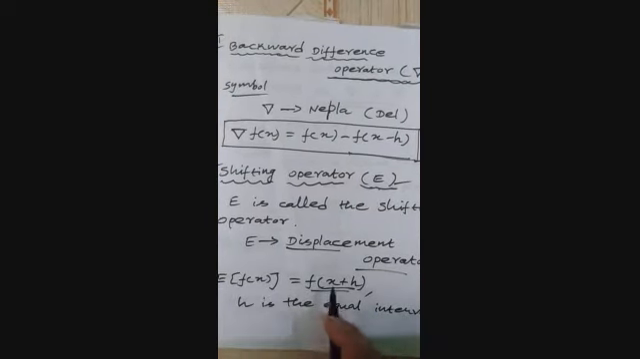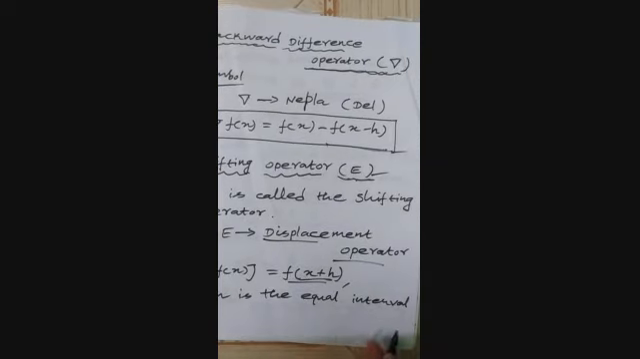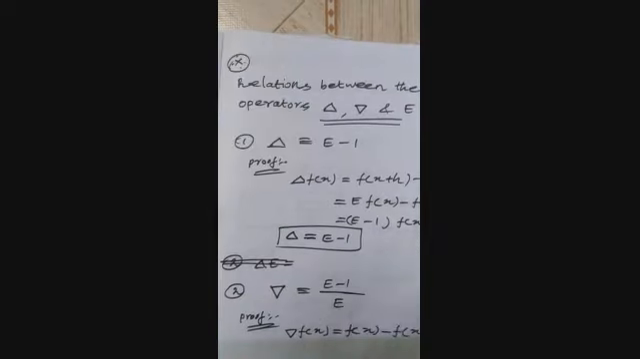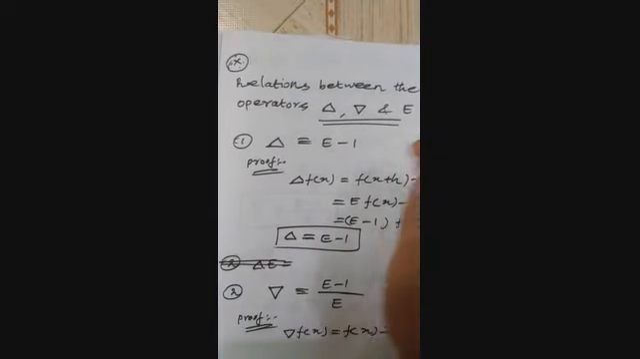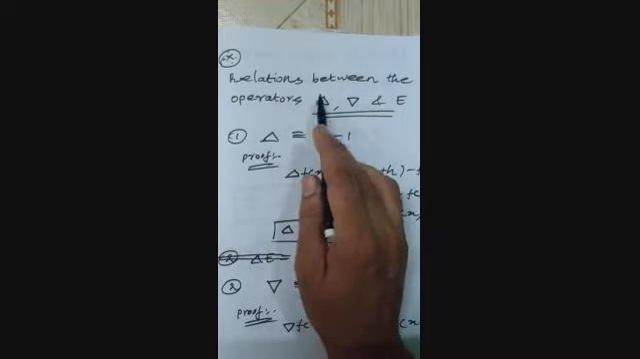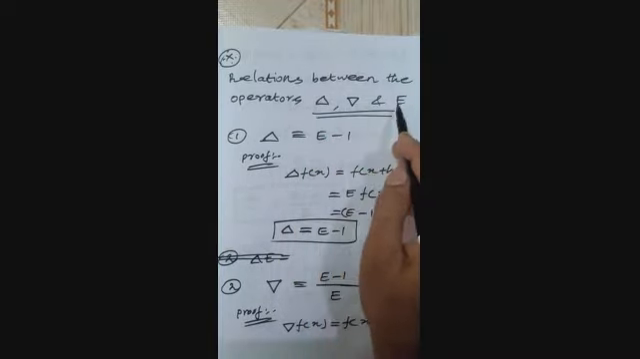So very easy to remember. It is the same equal interval of spacing. The next, the very important one, the relations between the operators, that is delta, del and the shifting operator.